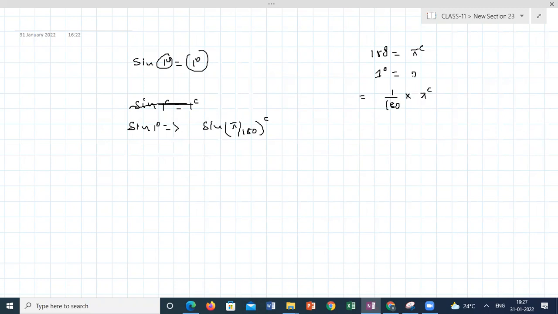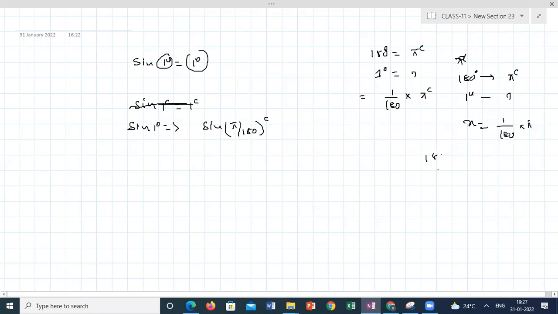Correct? 180 degrees is pi radians. 1 degree will be how many radians? So x is equal to 1 by 180 into pi, according to your ratio concept. 180 by 1 is equal to pi by x, so x is equal to pi by 180 radians. So multiplying by this, you get the conversion of 1 degree into radians, which is equal to pi by 180.